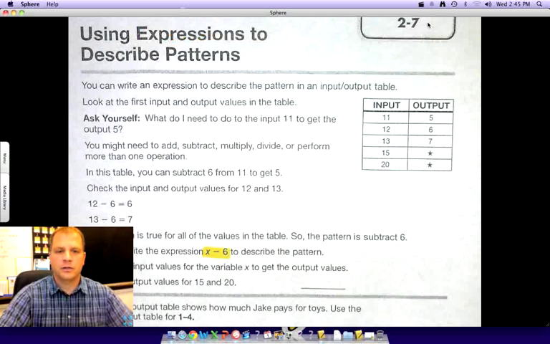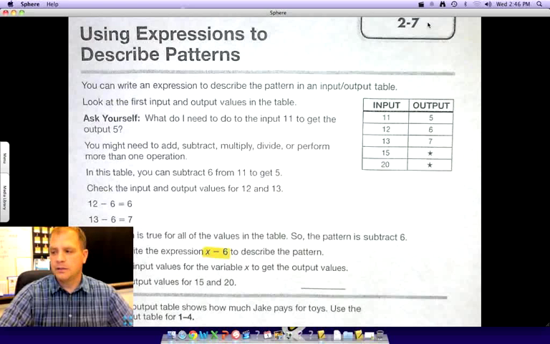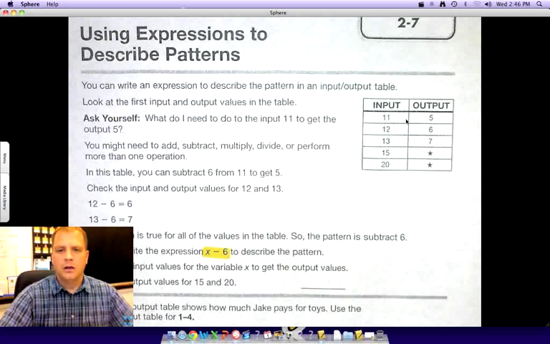You can write an expression to describe the pattern in an input-output table. When you put in, or input, a number in the left-hand column of a table and follow a rule or a pattern to get an output, it is called an input-output table. As you can see on the input-output table on the screen, the input column has 11, 12, 13, 15, and 20, and the output has 5, 6, 7, and 2 unknown numbers.